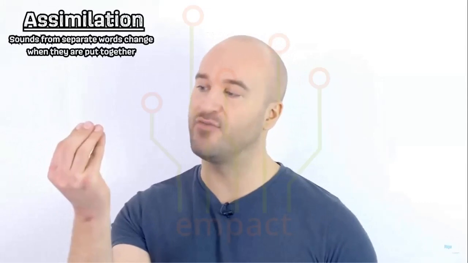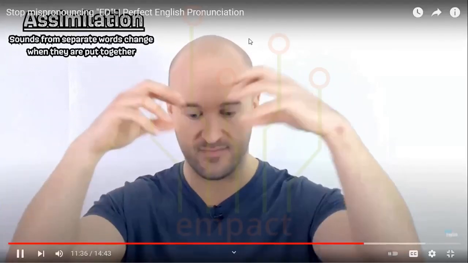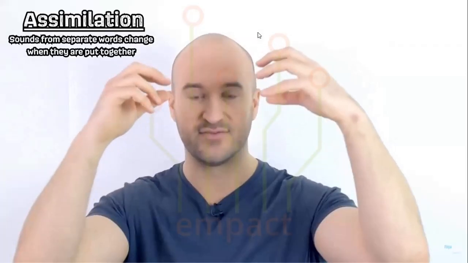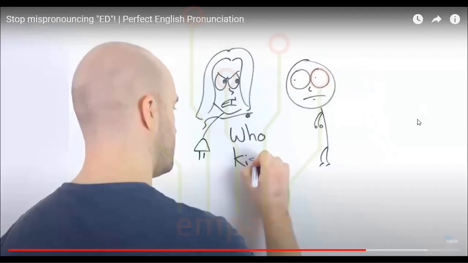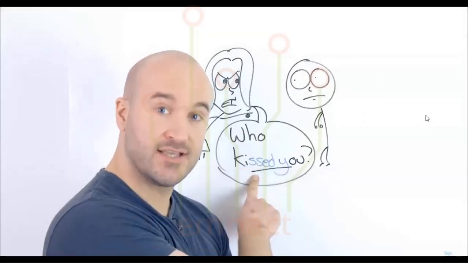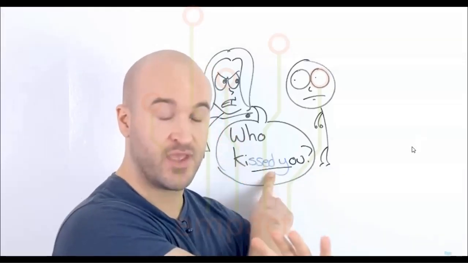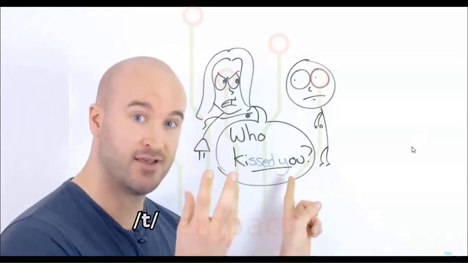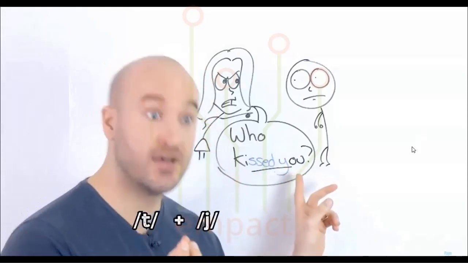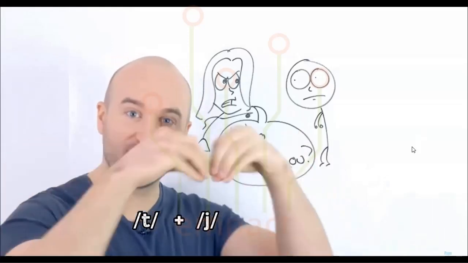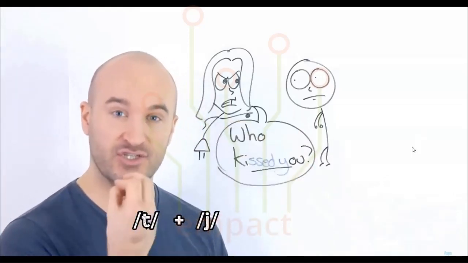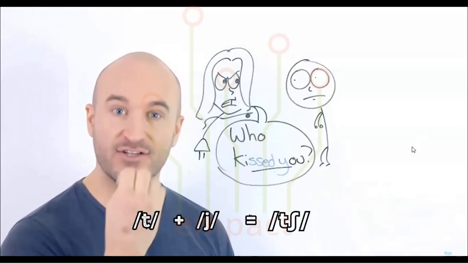Let's try some assimilation. This is when the end sound of one word joins the beginning sound of the next word and they merge together and have a little sound baby that sounds different. For example, you know that the s in kiss is unvoiced. So that ed is a t sound. When we combine a t with the next word, which is a y sound, those have a little sound baby that sounds like this. Ch. Try it with me. Ch.